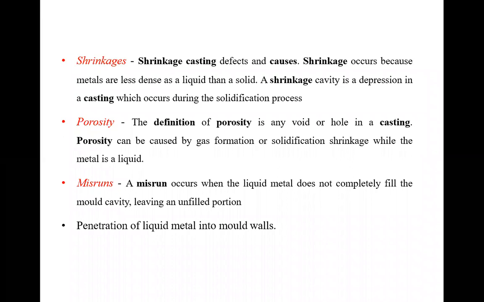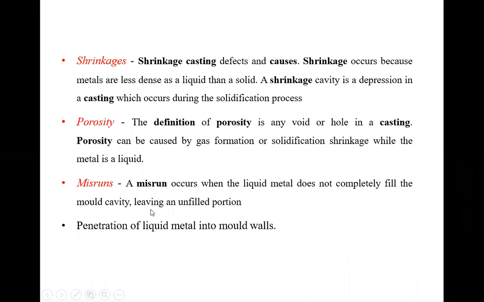After placing the total sand casting, we put some vent holes, which are also used to reduce the defects. If it is not done, the bonding will not be correct, the defects will increase, some cracks will form, and the molten metal cannot flow in a correct way. So porosity is nothing but a hole in a casting. Next, misruns. A misrun occurs when the liquid metal does not completely fill the mold cavity.